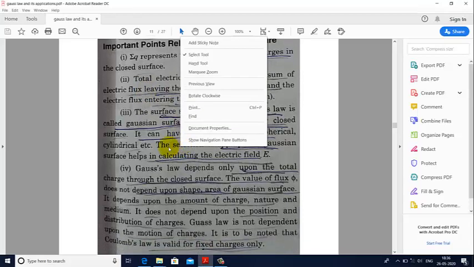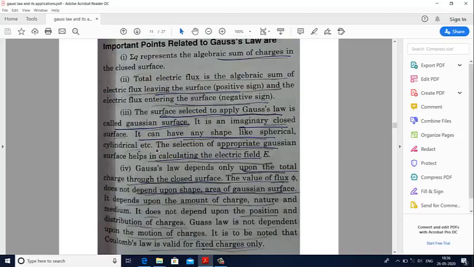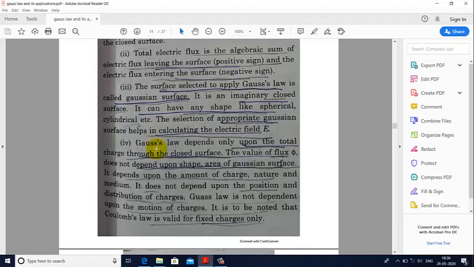So the next point is, Gauss law depends only upon the total charge through the closed surface. The value of flux phi does not depend upon shape, area of the Gaussian surface. It depends upon the total amount of charge, nature and medium. It does not depend upon the position and distribution of charges. Gauss law is not dependent upon the motion of charges. It is to be noted that Coulomb law is valid for fixed charges only. Okay, so these are some of the characteristics of Gaussian surfaces.